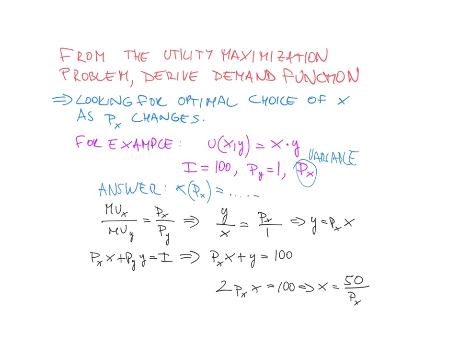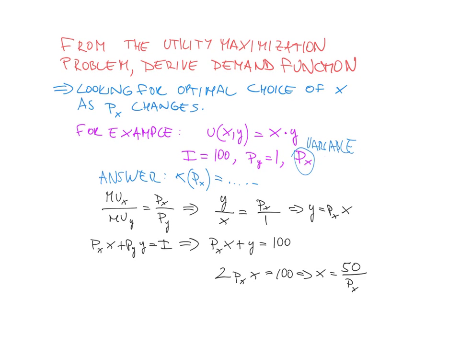Okay, so with that, if you plug in the price of y, which is 1, and you plug in income, which is 100, this is pretty simple math. We have an equation for y, and you can simply substitute it into the budget constraint and solve. And you get 2 times px times x equals 100, and x equals 50 over px. And that's the demand function. That is the function we were looking for. That tells you for any price how much this consumer will consume of the good X.